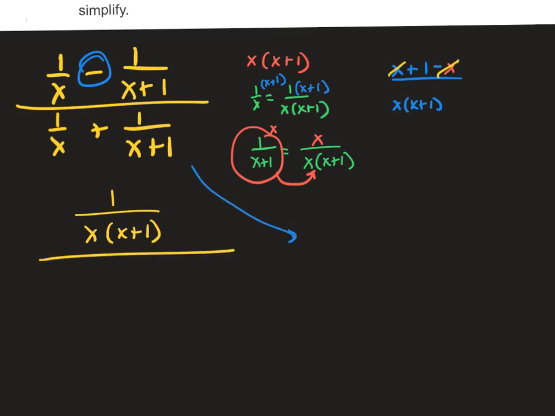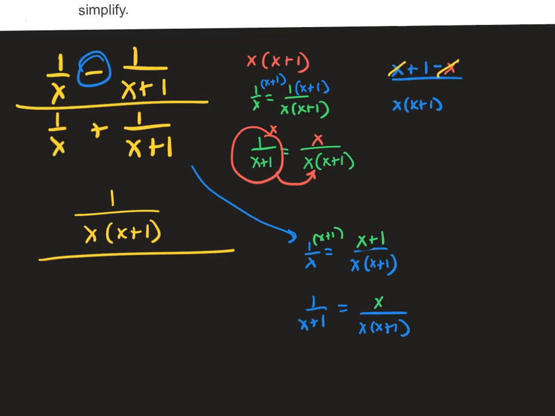Now the denominator, I have to also change it so it has that same denominator. So 1 over x becomes what over x times x plus 1? And 1 over x plus 1 becomes what over x times x plus 1. So for the first one, I'm missing the x plus 1. Multiply that times 1, I get x plus 1. Second one, I'm missing the x. Multiply that times 1, and I get x.